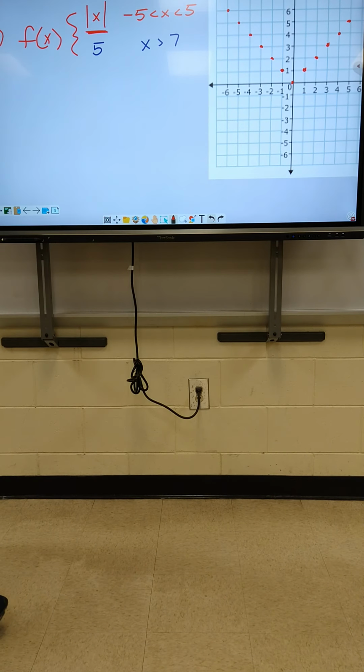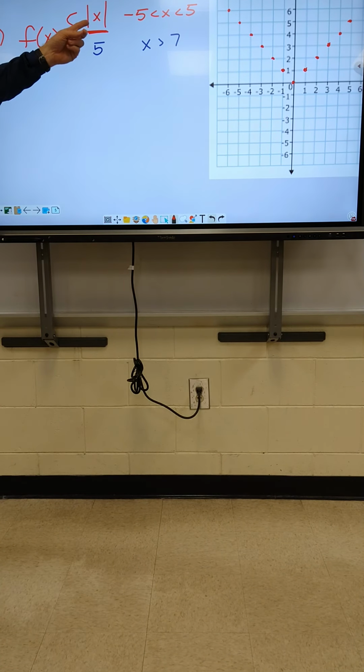All right, so we're gonna have a V right in the center. Why? Because we had absolute value. Absolute value is always a V. Now you're gonna have to erase some of them, so I would draw them lightly, so you can erase them.